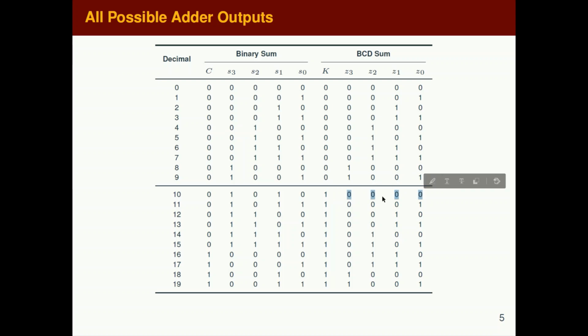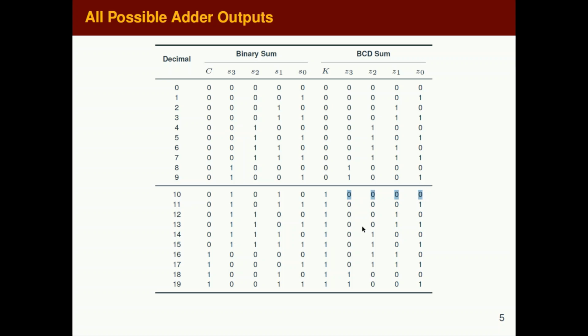Okay, how do you get this? Actually, you have to add the normal binary sum 1 0 1 0 with 6, which is 0 1 1 0, so you get 1 0 0 0, and then when you present it in BCD, you get this 1, this is 0. Okay, look at another example.